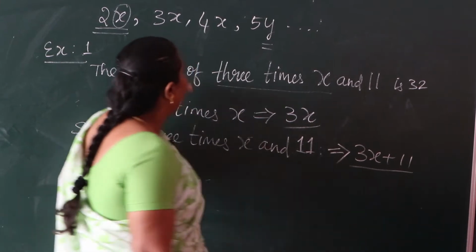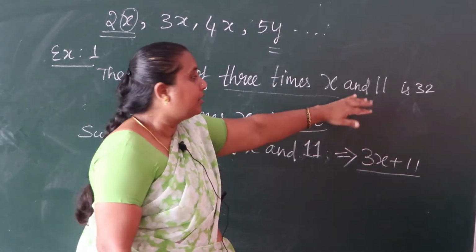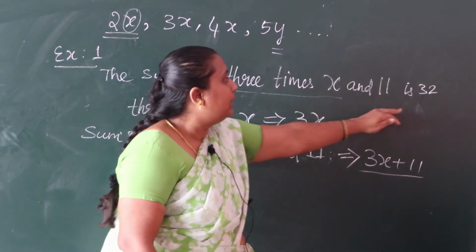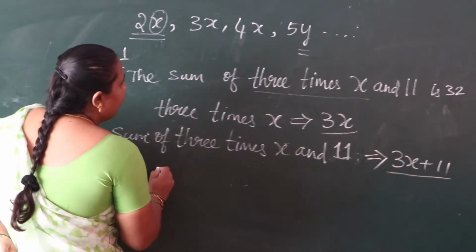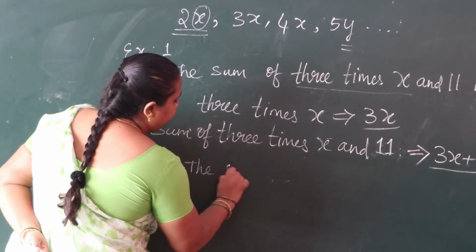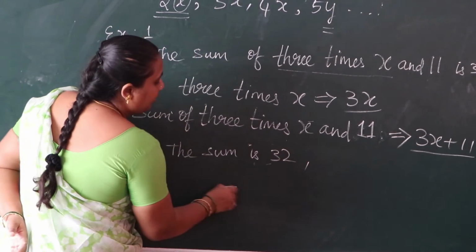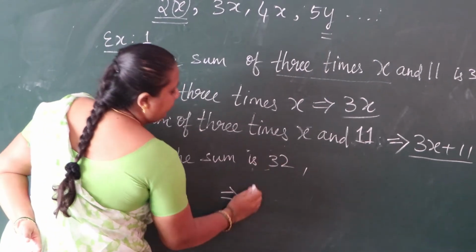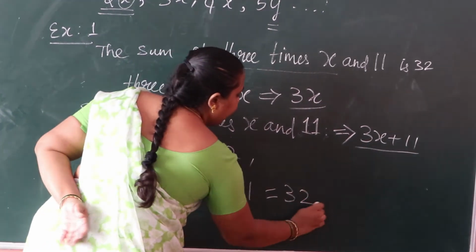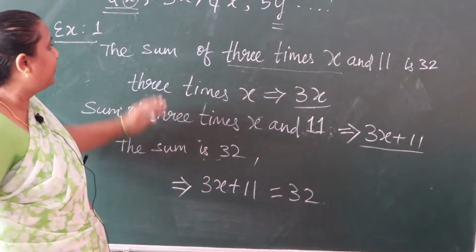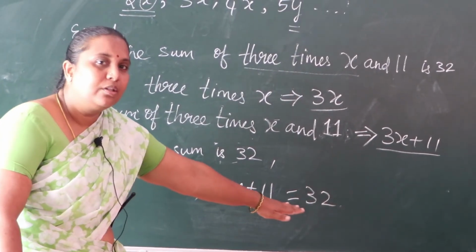The sum of 3 times x and 11, the sum of both these two, is 32. That is equal to 32. So the sum is 32 means 3x plus 11 equals 32. Therefore, the equation of this statement is 3x plus 11 equals 32.